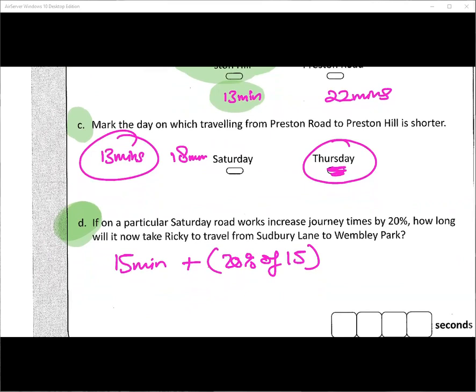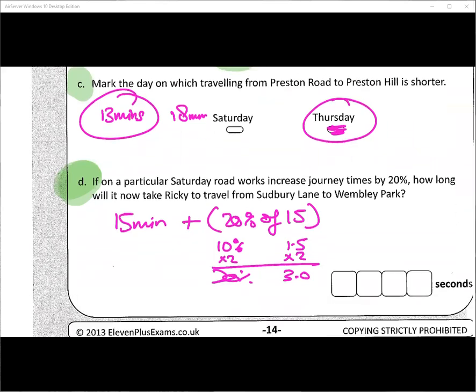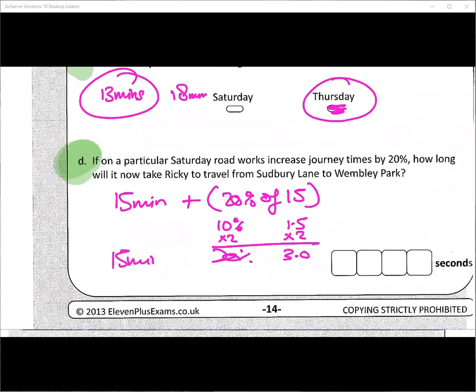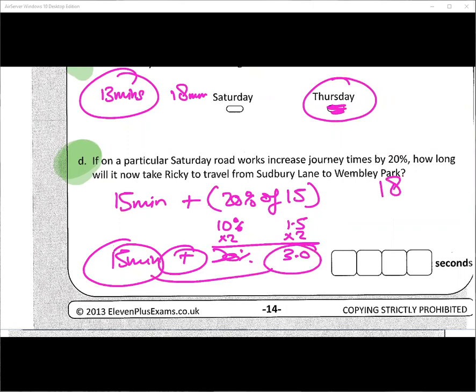Of 15. So it's 15 minutes, add another 20% on. So how do we work out 20% of 15? You work out 10% and then double it. What's 10%? 1.5. And what's that times by 2? 3. So we've got 15 minutes, and we're going to add how much? 3 minutes. That gives us how many minutes? 18 minutes.